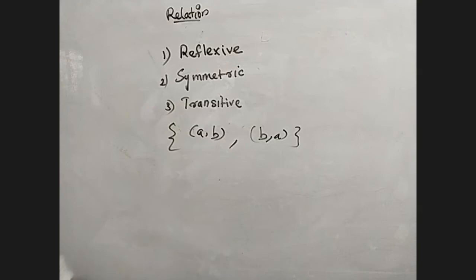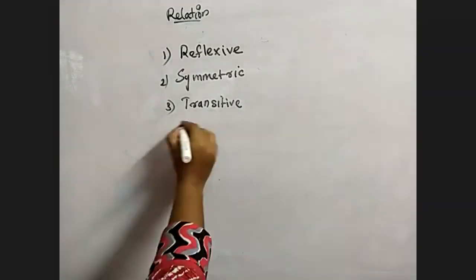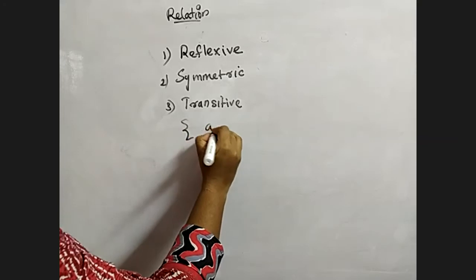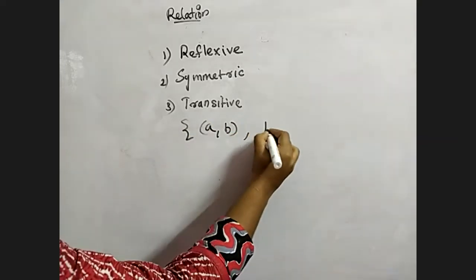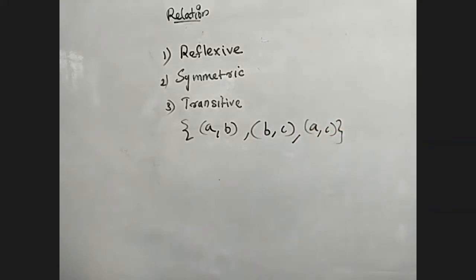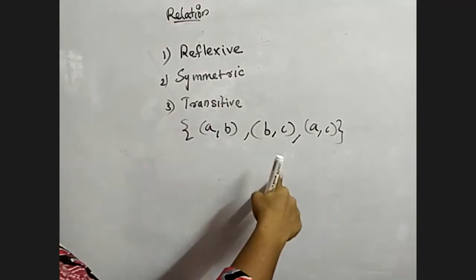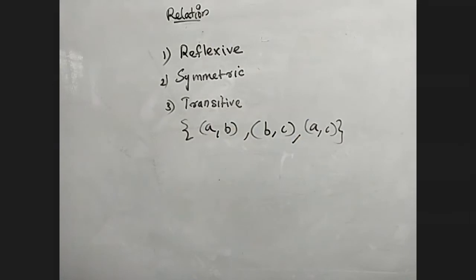Okay, so reflexive means (x, x) should be there. Symmetric means if (a, b) is there, (b, a) should also be there. Then that relation is known as symmetric. Then we'll see what is transitive. Transitive relation means if (a, b) is there and (b, c) is there, there should be (a, c) also. Understood? If A is related to B, B is related to C, then A should be related to C also.